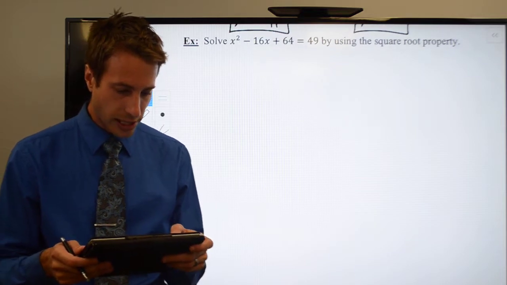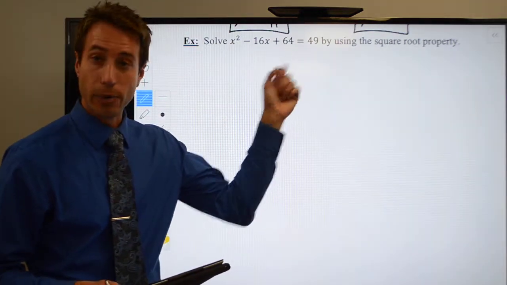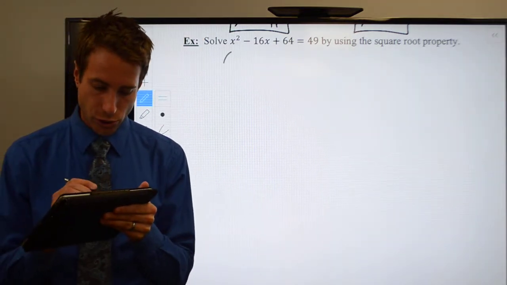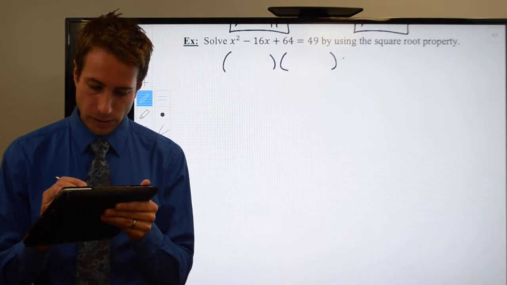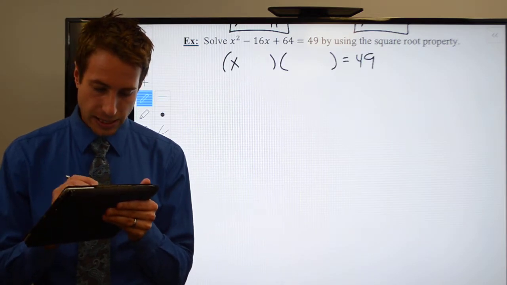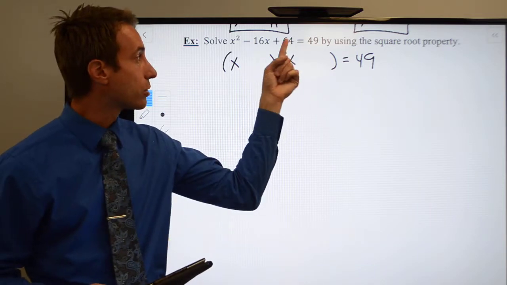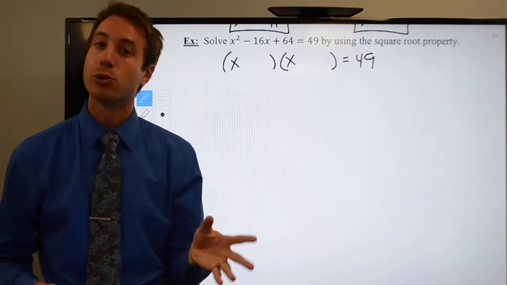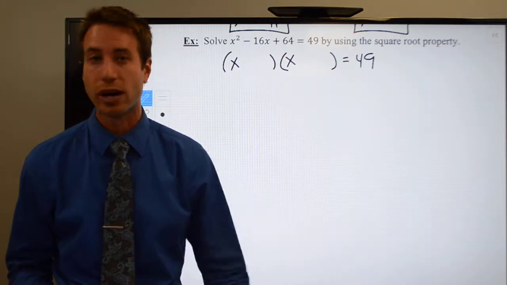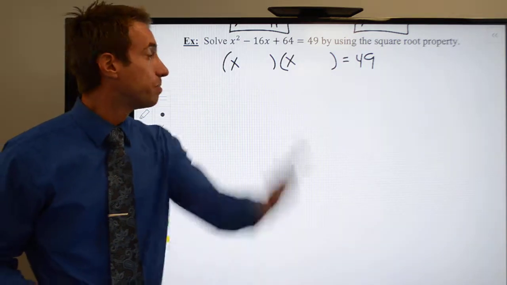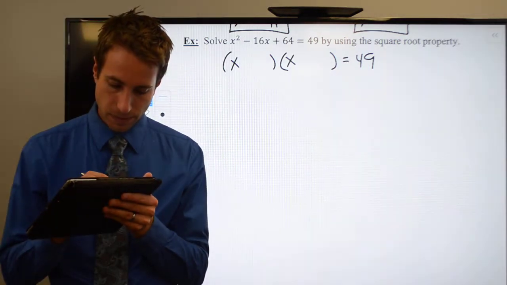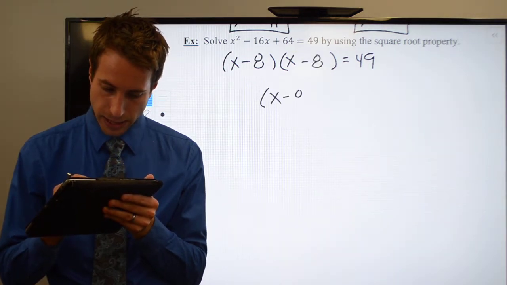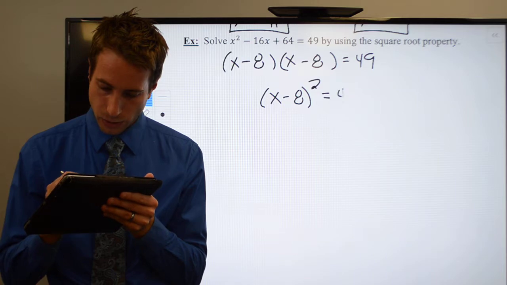Once again, it looks like I have a trinomial, and 64 is a perfect square. Man, I love these perfect square ones. We just jump straight into two binomials. It's got to be an x and an x. I need two numbers that multiply to 64. This number and this number have to multiply to 64 and sum to a negative 16. But because 64 is a perfect square, they got to be the same number. Minus 8. Which means that I have x minus 8 squared is equal to 49.